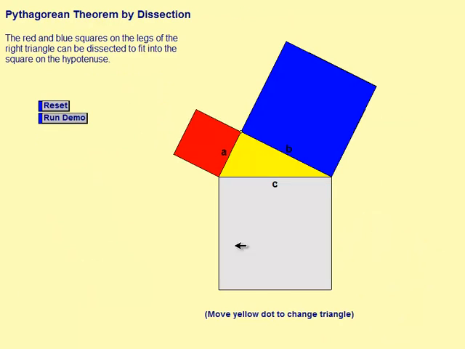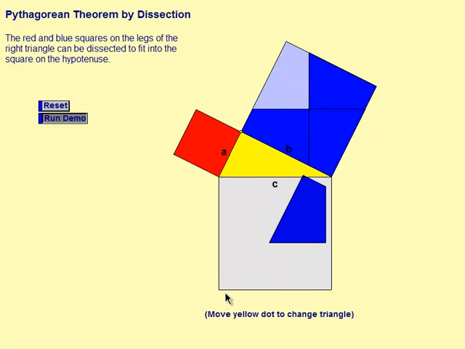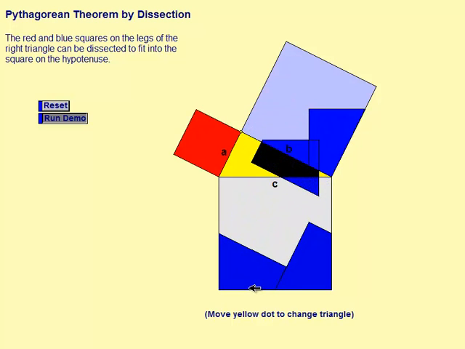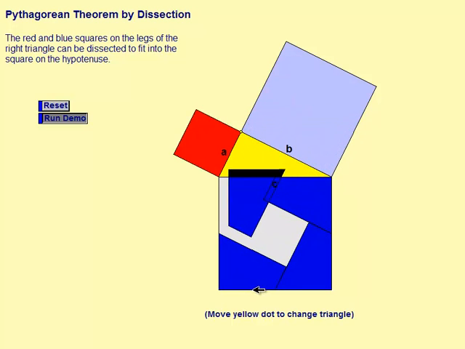Here's another proof. It's called a proof by dissection. What that means is cutting things apart. And so what we're going to do is simply cut and paste. We're going to slice this square parallel to the edges of the big square here. And we can rearrange it. And guess what? It all fits perfectly.